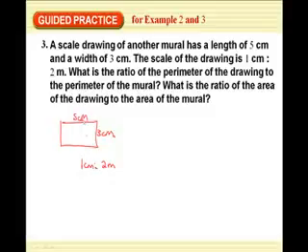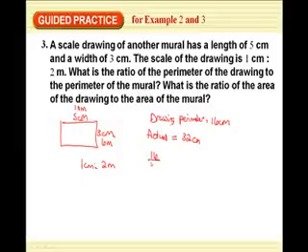What is the ratio of the perimeter of the drawing to the perimeter of the mural? Okay, so the drawing is 5 plus 5, 3 and 3. The drawing perimeter is equal to 16 centimeters. The actual, every centimeter is 2 meters, so this would be 6 meters, and this would be 10 meters. 10, 20, and 12, 32. So the ratio would be 16 to 32. Actual is meters. Sorry, that's not centimeters, that's meters. So it'd be 1 to 2. That came out the same.